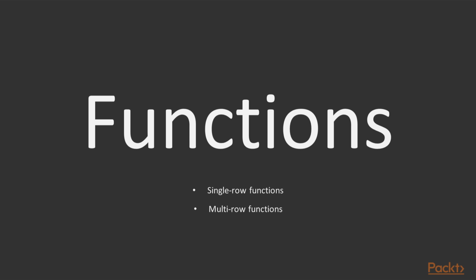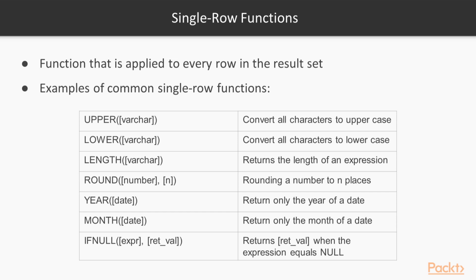When selecting data, we can also apply functions to the values queried from the table. There are two kinds of functions in MySQL: single row functions and multi-row functions. Let's have a look at both of these kinds of functions. I'm going to start with the single row functions. Single row functions are functions that are applied to every single row returned by the statement. For example, I can use the single row function upper to convert a string to an uppercase string. Examples of the most common single row functions are upper, lower, length, round, year, month, and if null.